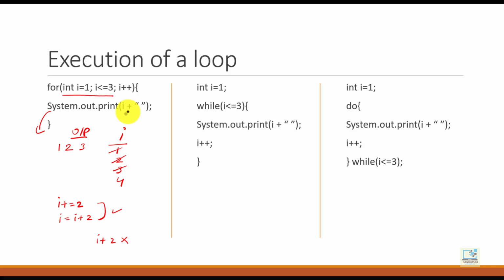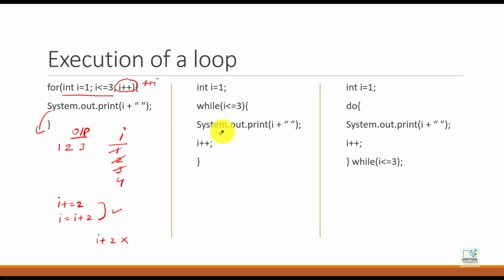Similarly, decrement by 5 will be i minus equal to 5 or i equal to i minus 5. That is the correct way of writing it. Just writing i minus 5 will not work. One more thing: in this place, instead of i plus plus, if I write plus plus i, that will also be the same. There will be no difference between writing i plus plus or plus plus i.